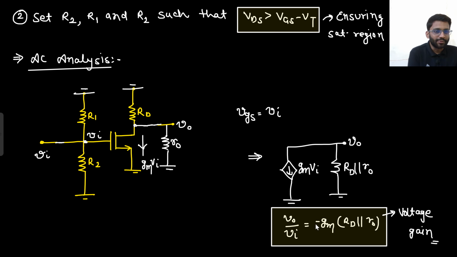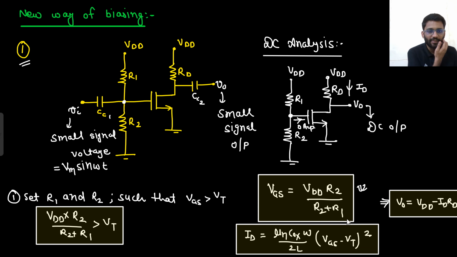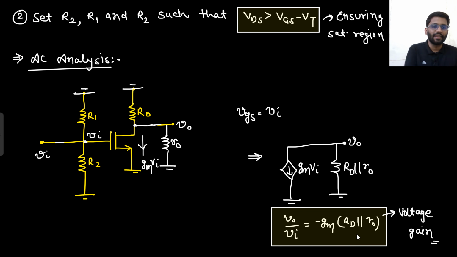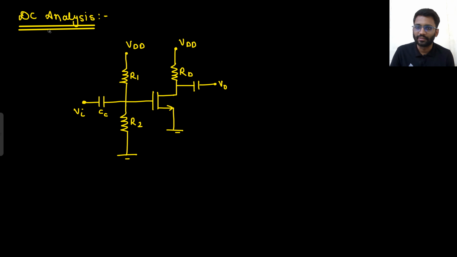Did your gain reduce? No, the gain is the same. But using only one supply, you have made this amplifier. Previously, you needed to use two supplies. But here, by using only one supply, you have made this amplifier. There is no change in the gain. What is the change in the input resistance now? Let's calculate small signal input resistance. Let's replace this with small signal input resistance.